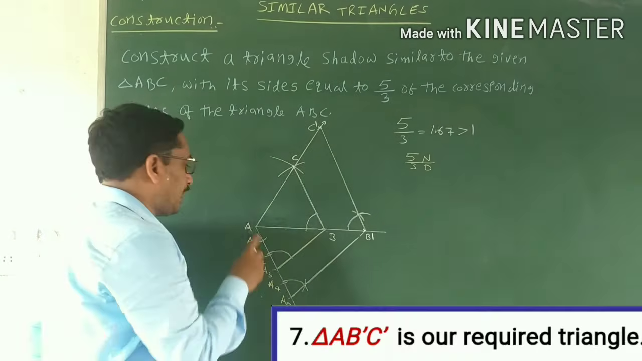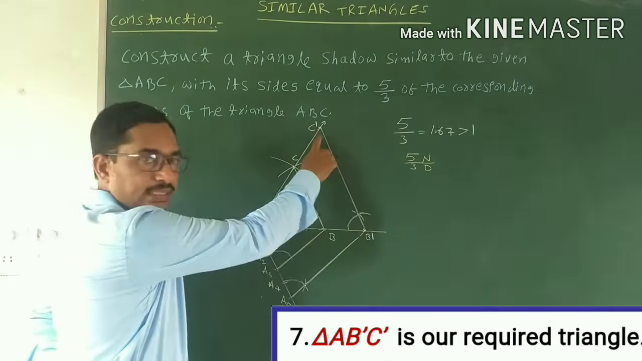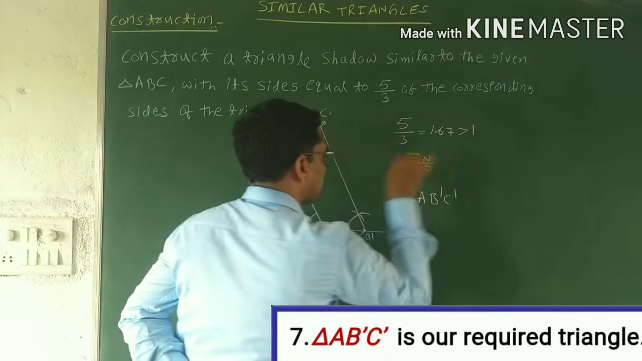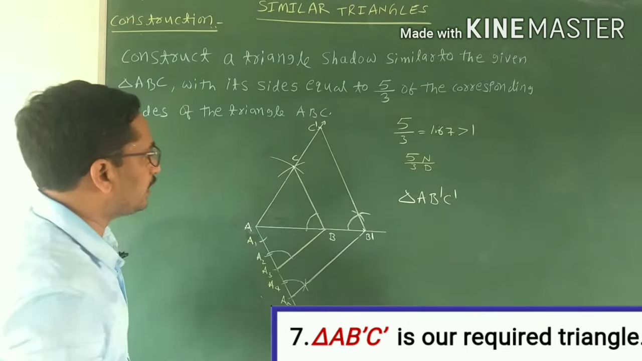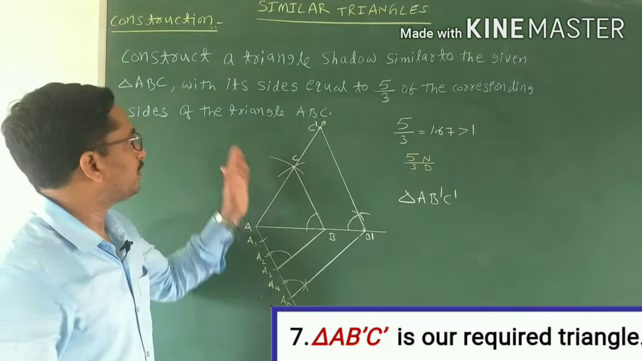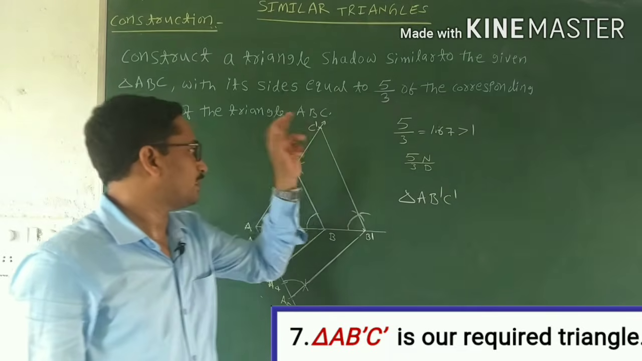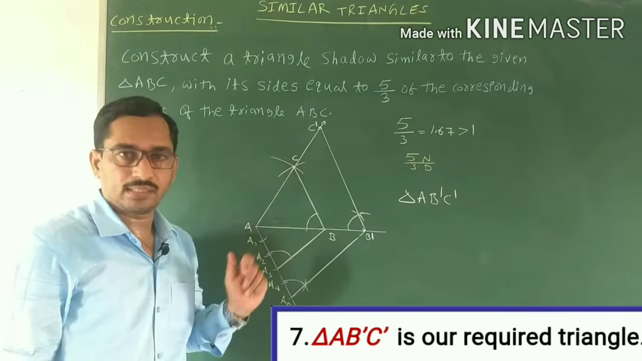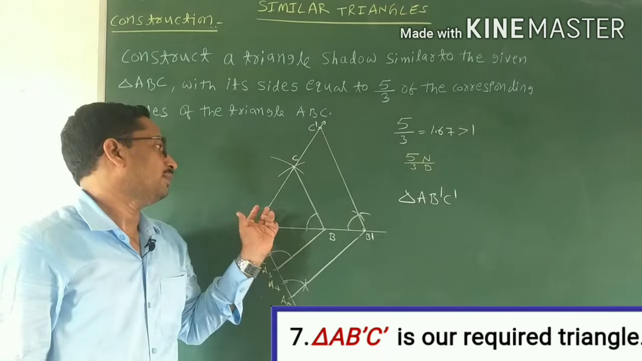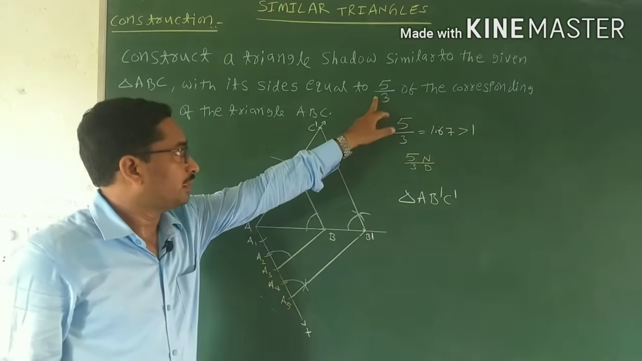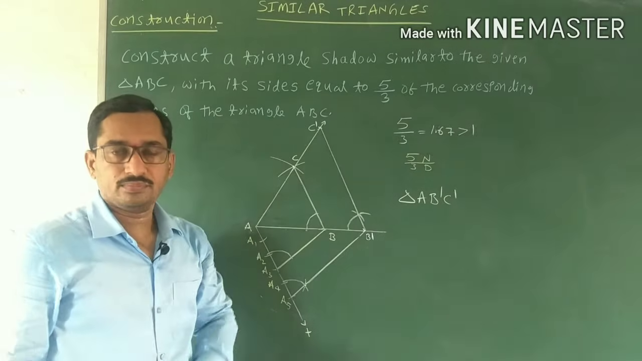Now the triangle A B dash C dash is our required triangle, which is similar to the given triangle ABC with the ratio 5 by 3. This is the construction of a similar triangle with the ratio 5 by 3, which is bigger than our given triangle, as decided by the ratio 5 by 3.